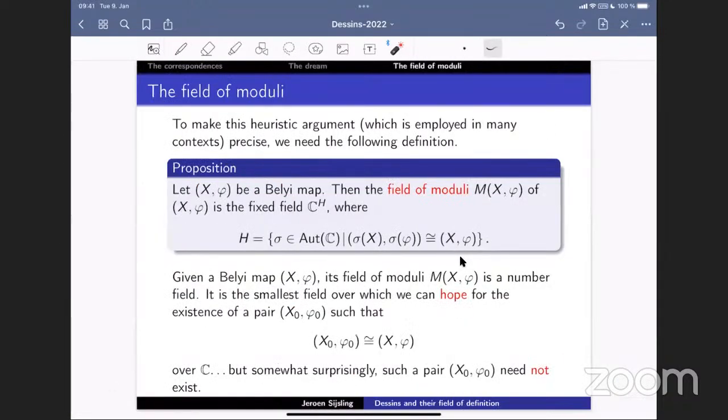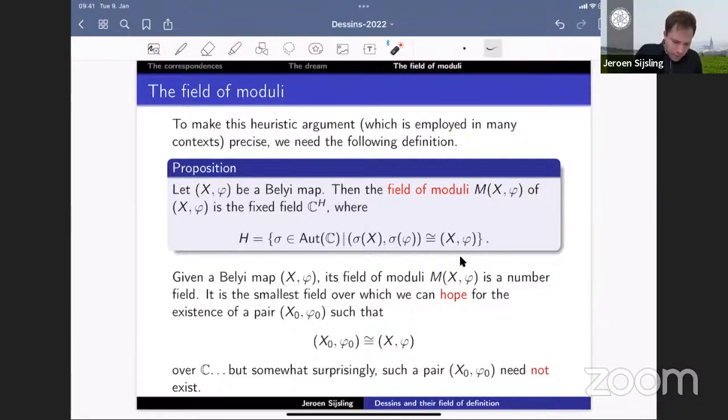Yes. So here you are asking whether it is the smallest field over which we can hope for existence of a pair x naught, phi naught, such that we have an isomorphism. But this x naught, we are interested only for sigma of x, which is kind of the conjugate of x, right? I don't know quite what you mean, but x naught, phi naught are over m x phi. That means that if you take these things and conjugate the defining coefficients, they won't budge. They will just stay the same because they're over the field that is fixed.